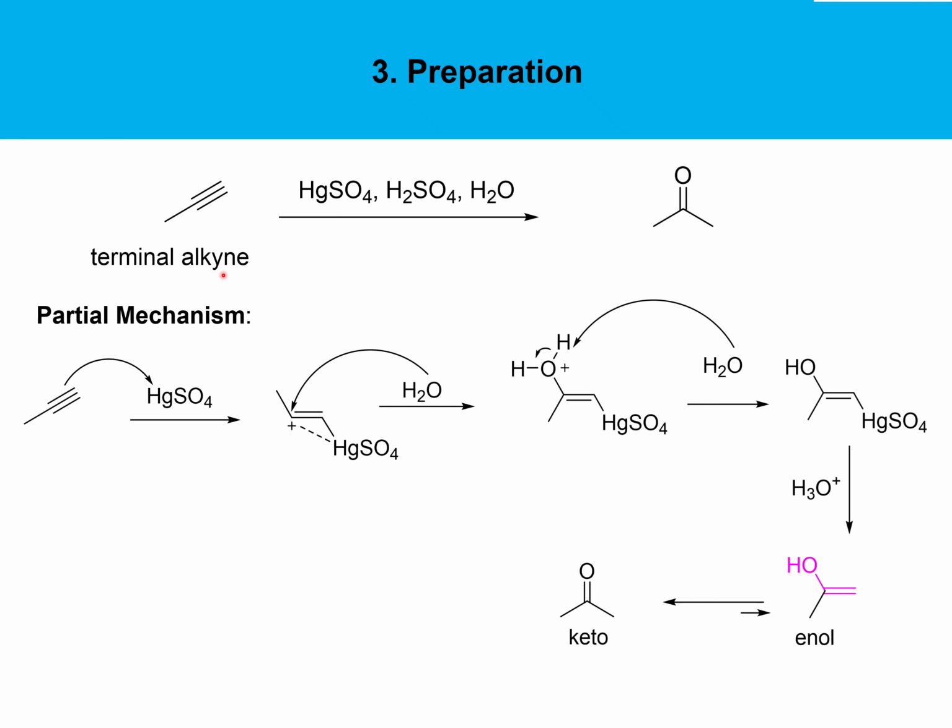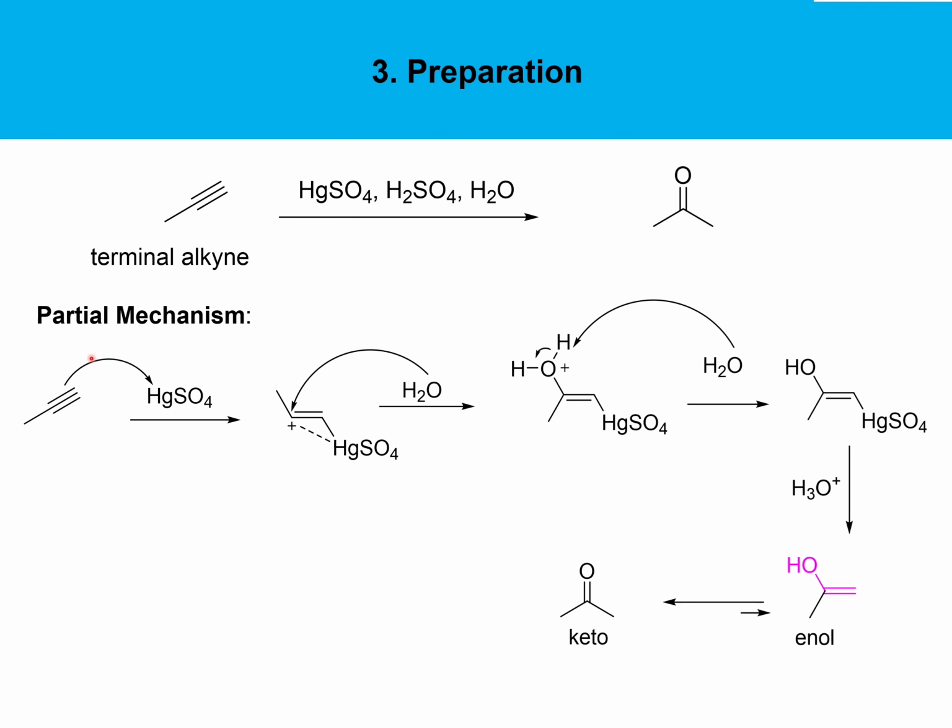Here's another example of oxymercuration of a terminal alkyne. As you can see by this example, we have a 3-carbon alkyne, so we end up with a 3-carbon ketone. The ketone will be added on the second carbon, and so we end up with this ketone, acetone to be exact, on the right side.